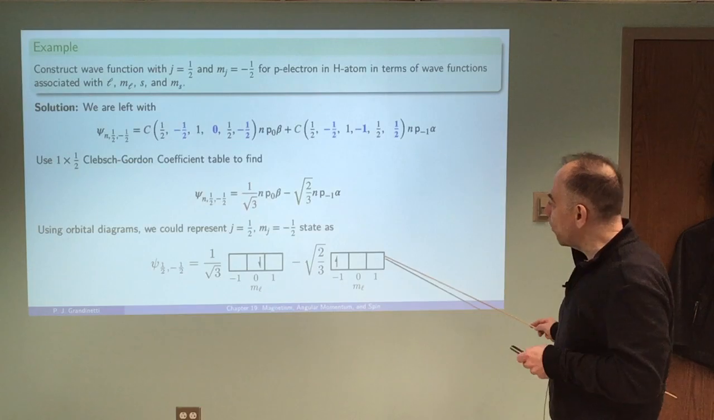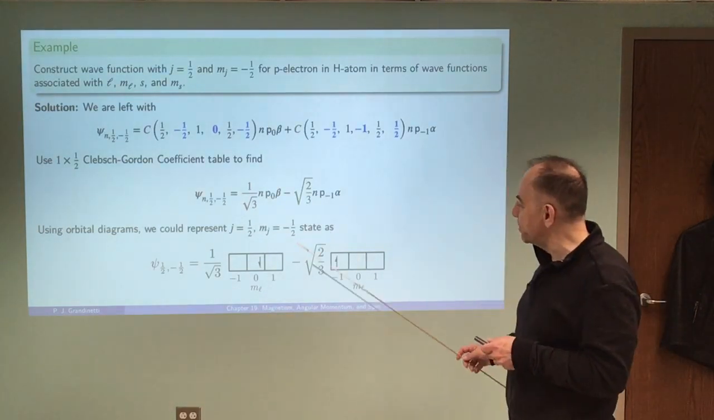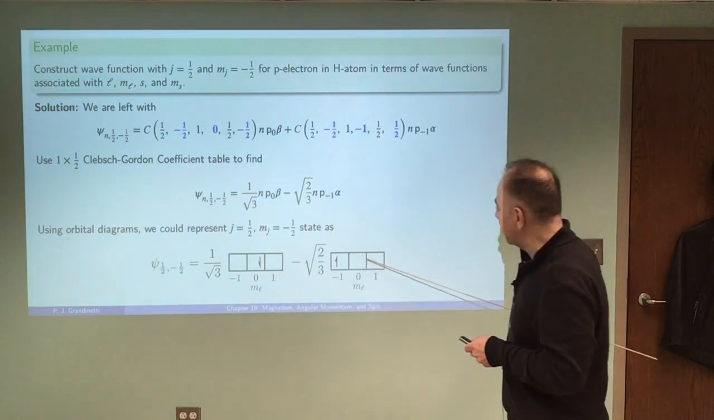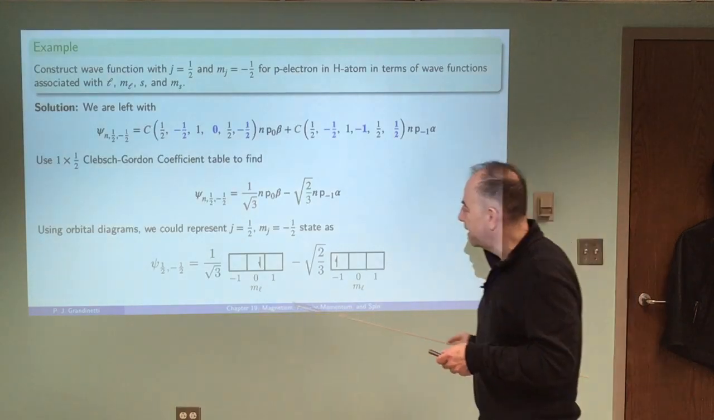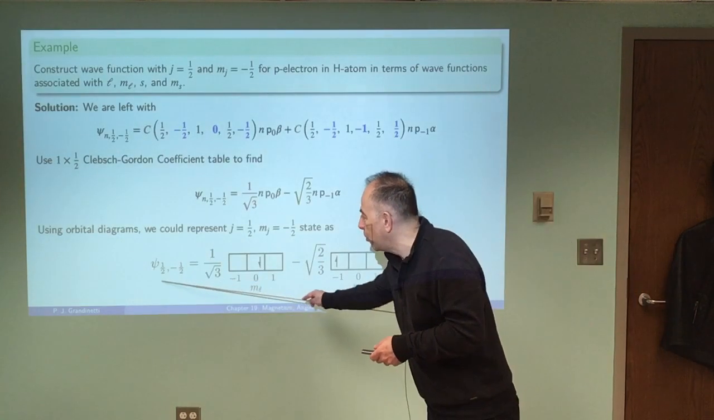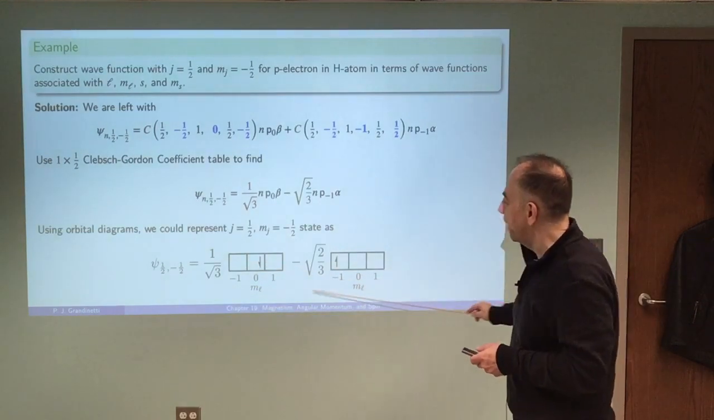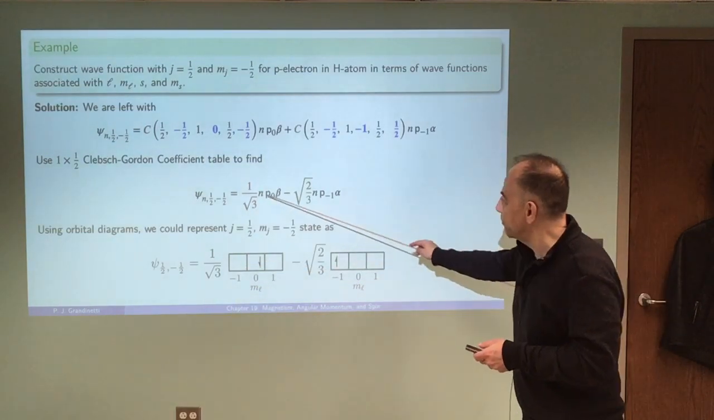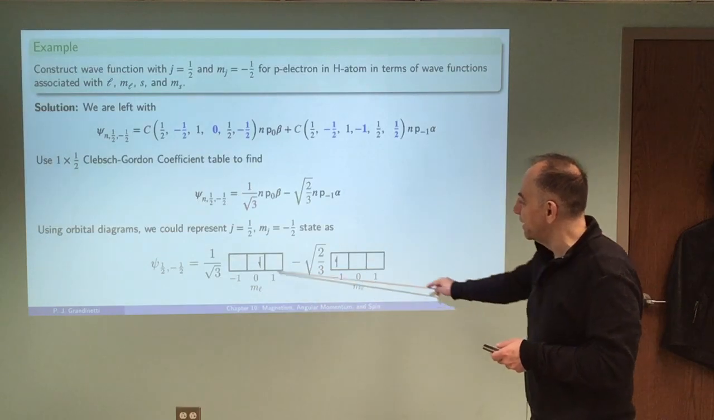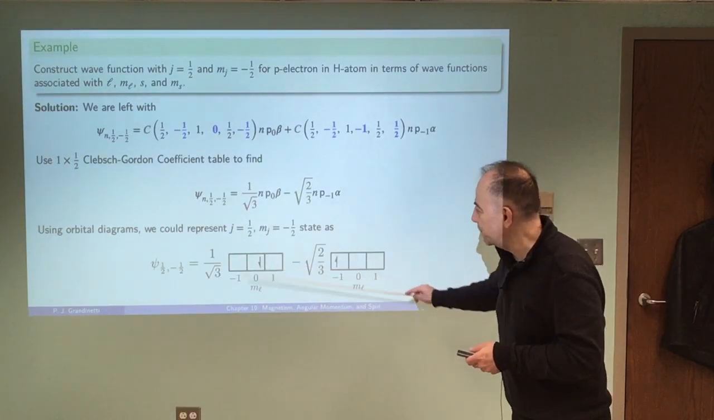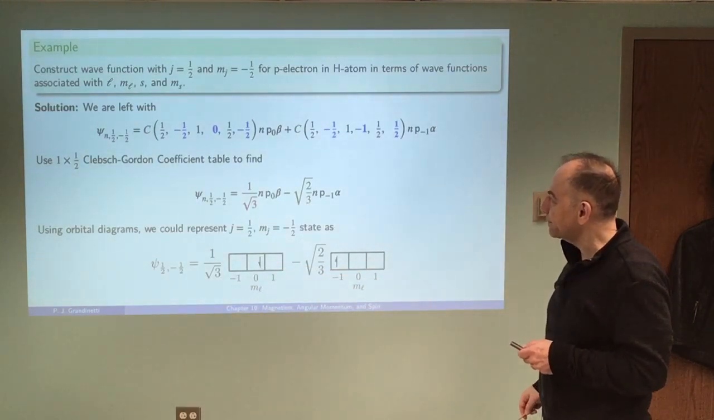Okay. If we were writing this out in terms of orbital diagrams, which is something you learn about in your high school chemistry, then you would write down that the wave function with the total angular momentum is a linear combination of these wave functions where we've placed these spins in these different states in these particular orbitals.